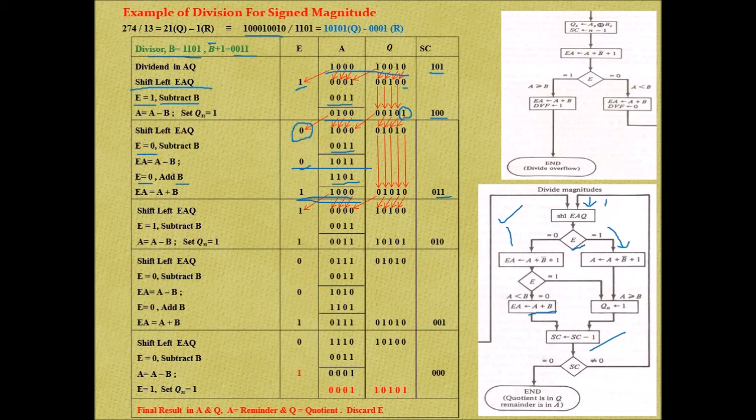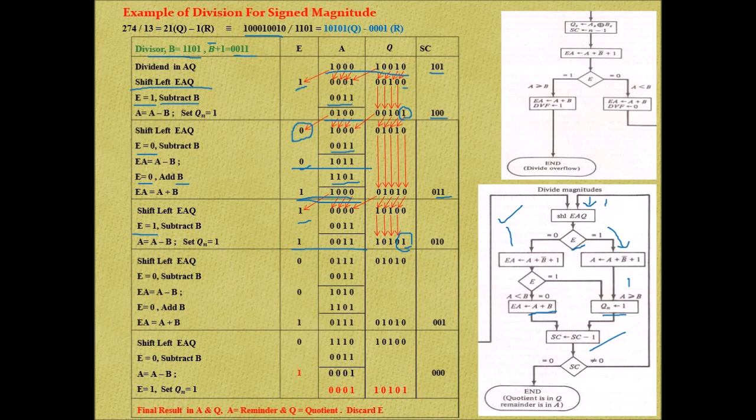After that we again check the value of E. E is now 1, so that's why we have to subtract B. This is 2's complement addition and the result is stored in EA. Here we have to again see that it is in this direction. After this subtraction operation we have to make Qn equal to 1. That means the least significant bit of Q becomes 1, and the rest of the bits are kept as they are.